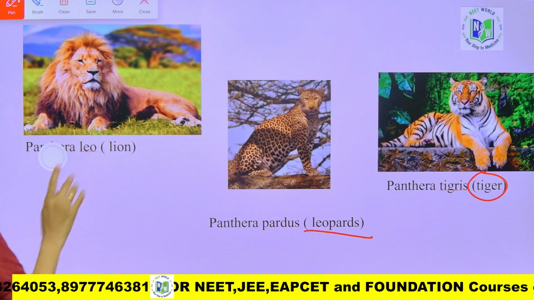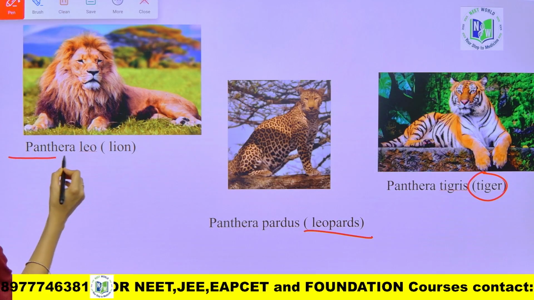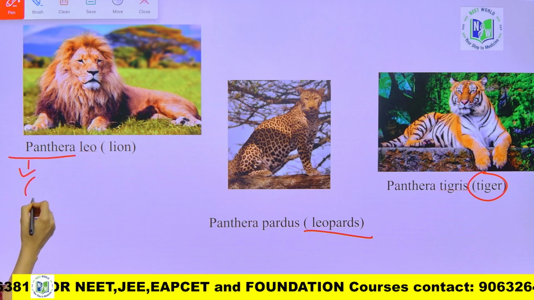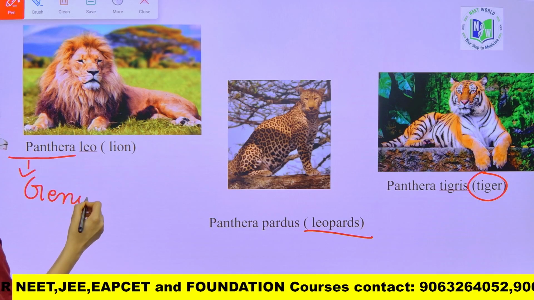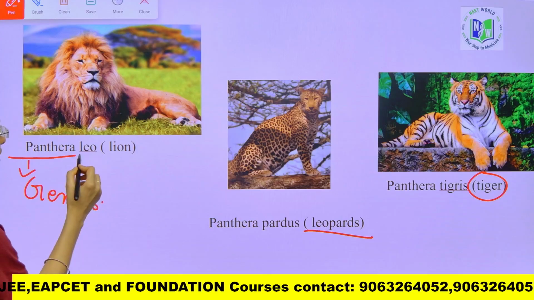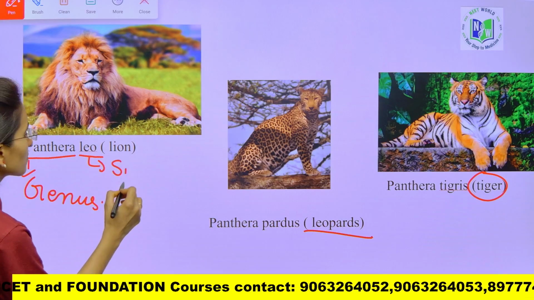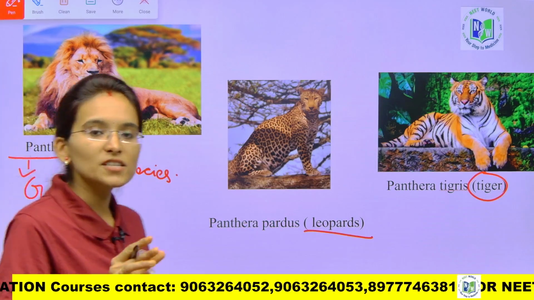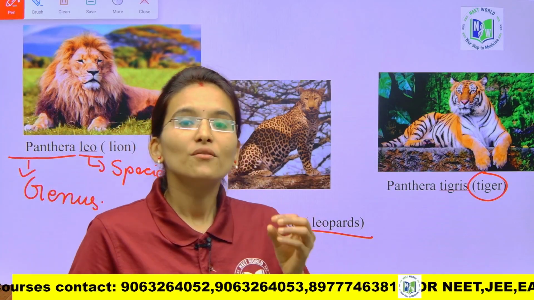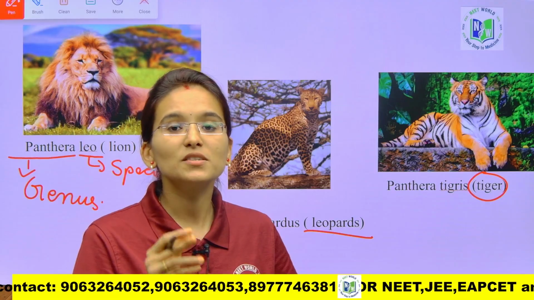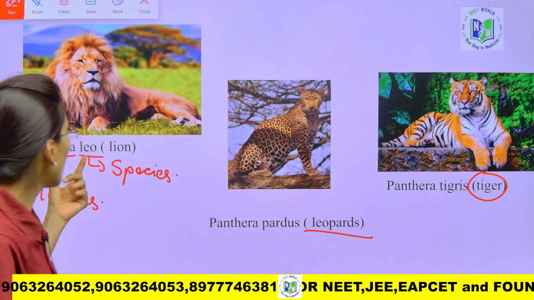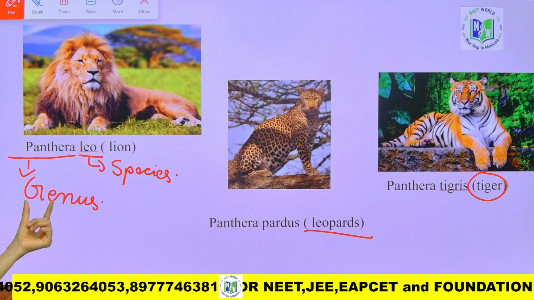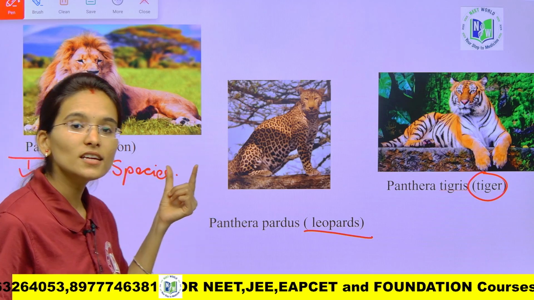In the two words, the first one is the genus. What is this, students? Genus, right? And the second one is the species. So, genus and species. In binomial nomenclature, we provide the scientific names with two components. One is the genus, Panthera is the genus, and leo is the species.